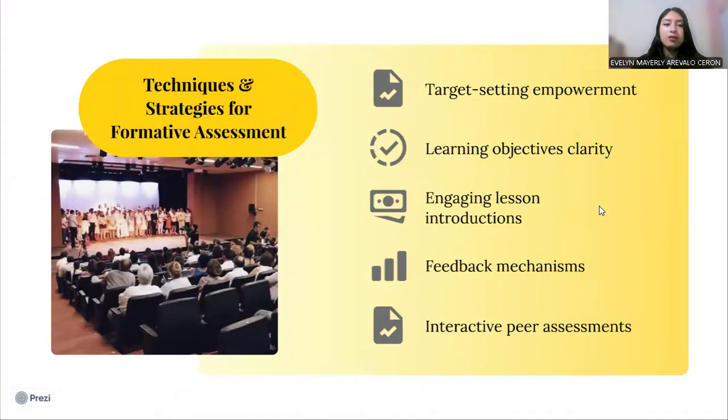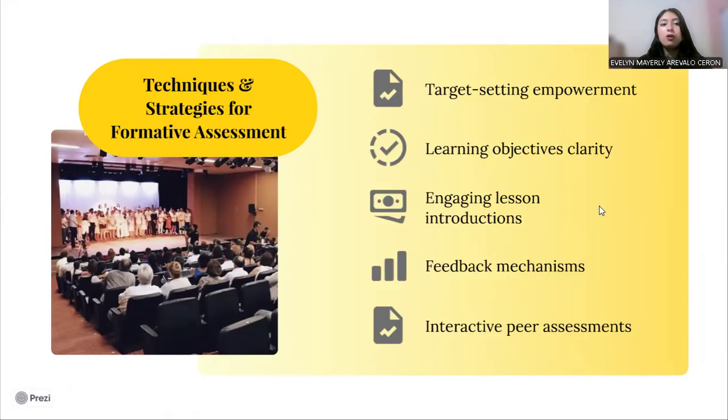Then we have here that there are many formative assessment techniques and strategies. One is goal setting, where students write their personal goals. Another is providing clear learning objectives so students know what they will learn and how they will be evaluated.